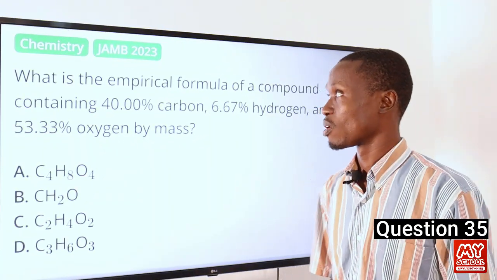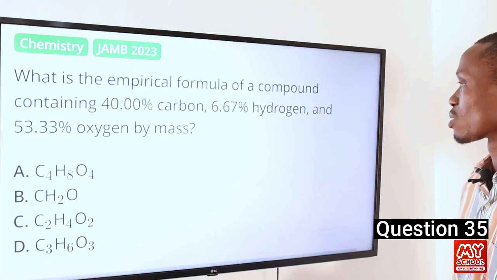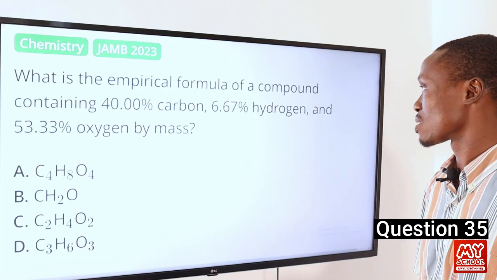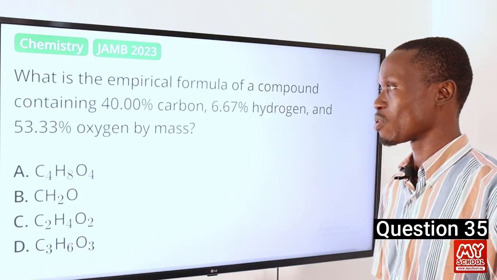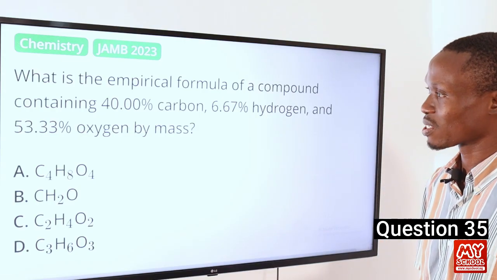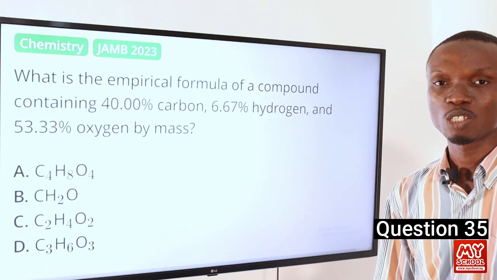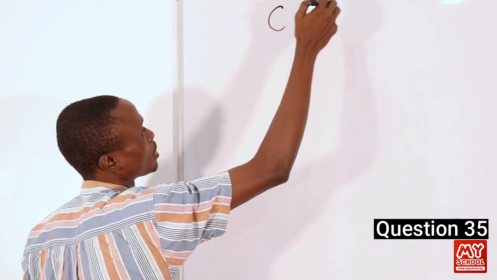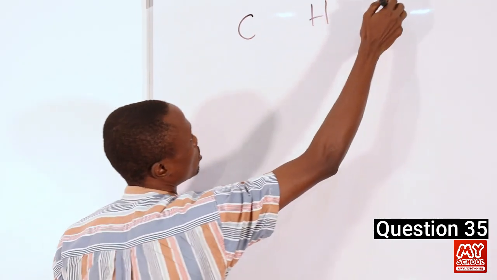Question 35. What is the empirical formula of a compound containing 40% carbon, 6.67% hydrogen, and 53.33% oxygen by mass? So let's move over to the board to solve this question. Of course, we know that in solving empirical formula, there are some steps that you must follow. These are the steps. First of all, you write out the elements that are given to you according to the question. So for the question, we are given C, H, and O.